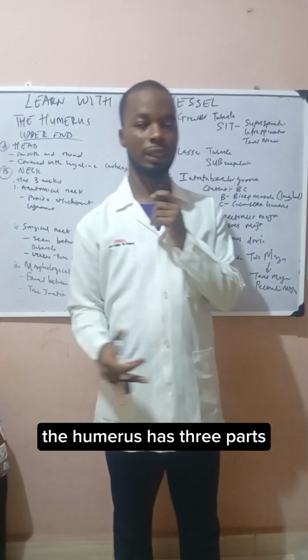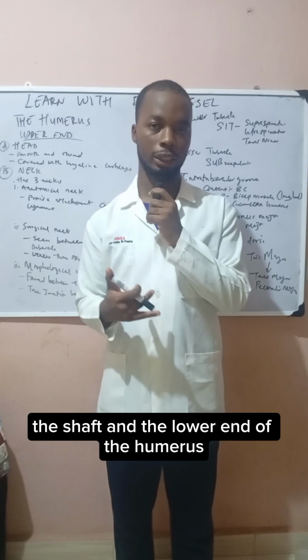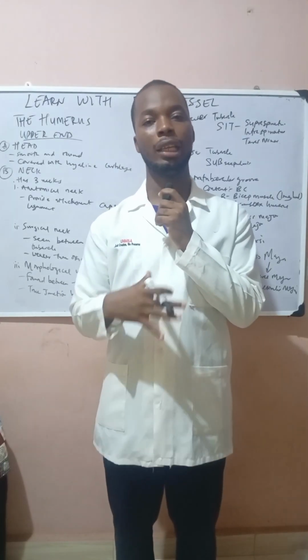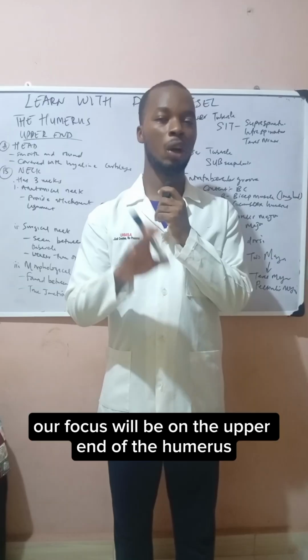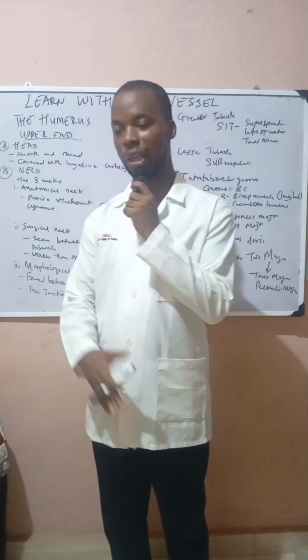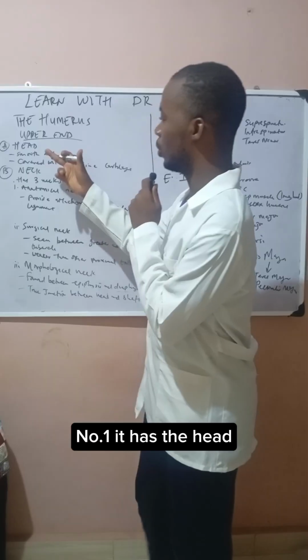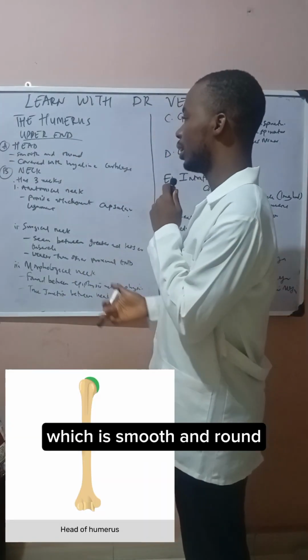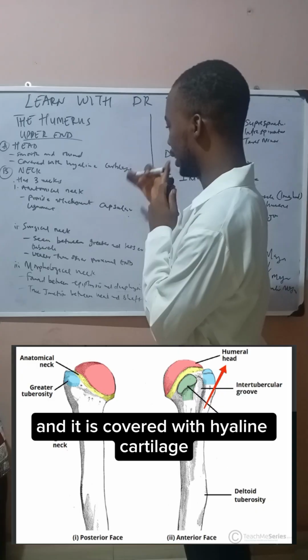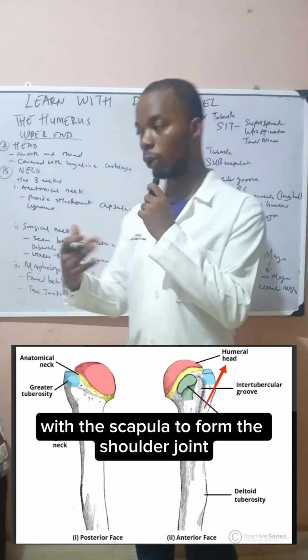The humerus has three parts, which are the upper end of the humerus, the shaft, and the lower end of the humerus. In this video, our focus will be on the upper end of the humerus. Here are some of the features of the upper end of the humerus. Number one, it has the head, which is smooth and round, and it is covered with hyaline cartilage that helps in articulation with the scapula to form the shoulder joint.